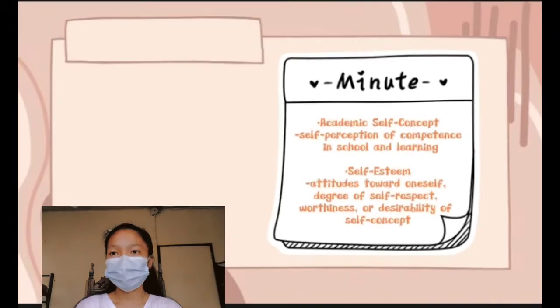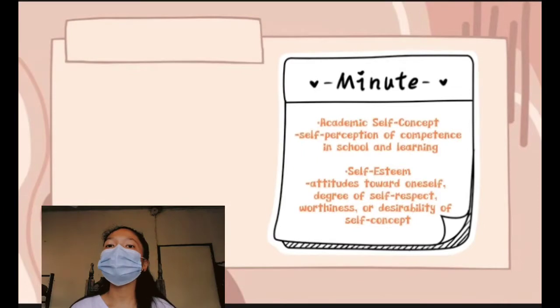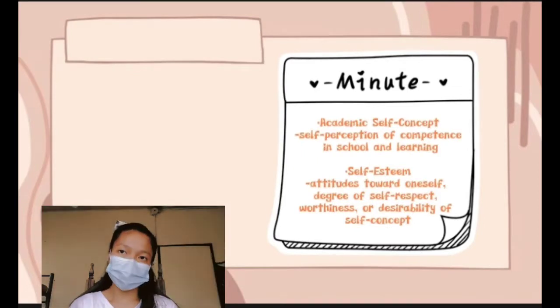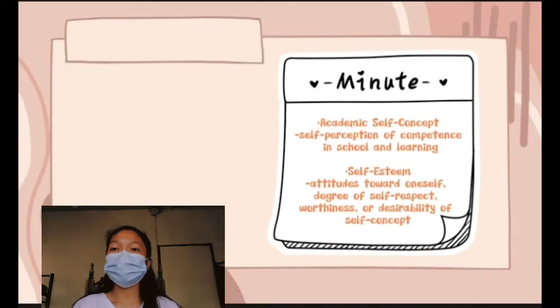Next is academic self-concept: self-perception of competence in school and learning. It is the perception that a student has about his or her own academic abilities. Next is self-esteem. It is the attitude towards oneself, degree of self-respect, worthiness, or desirability of self-concept. It is your overall opinion of yourself, how you feel about your limitations and abilities.